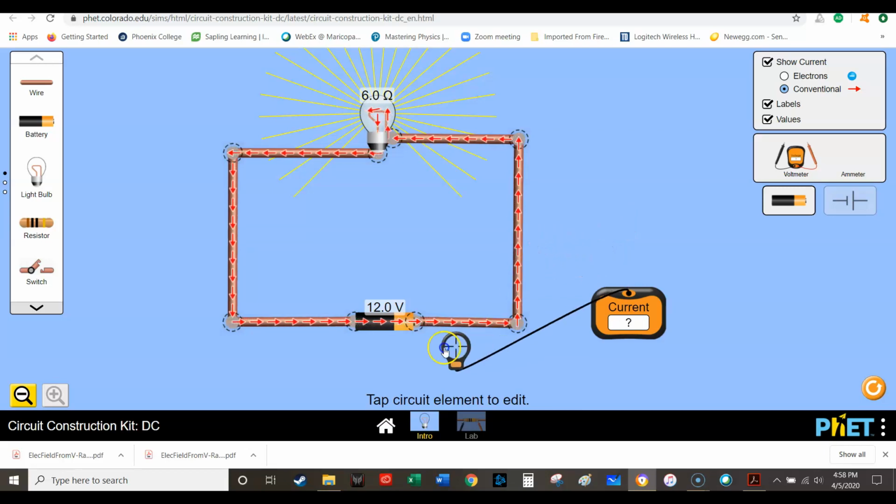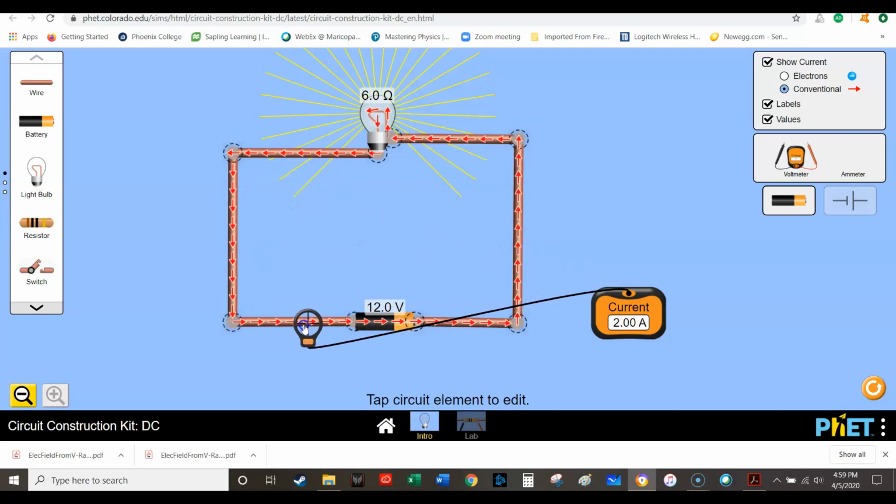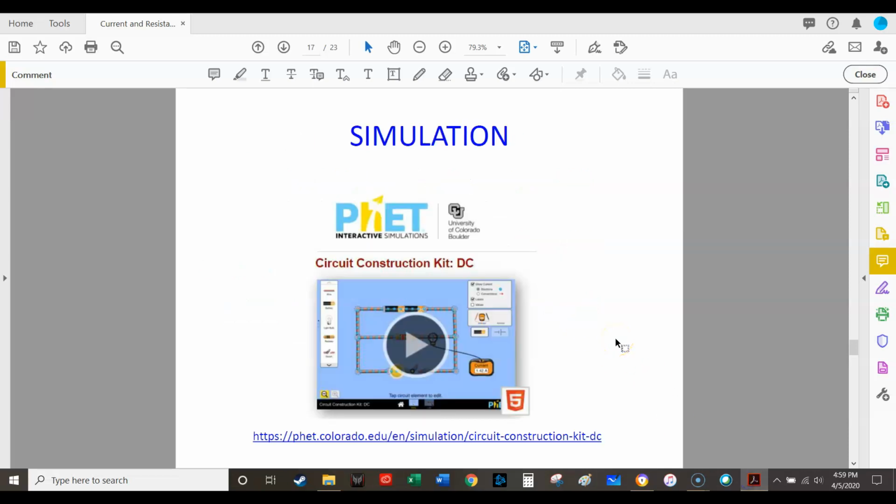Yep. So 2 amps is leaving the positive terminal of the battery, and 2 amps is continuing to flow there. 2 amps is flowing across this wire, flowing through the resistor, flowing across this other wire, flowing down, and flowing back in. All right. And so if you need to use the simulation, the link is here, but you could also click there on the picture.